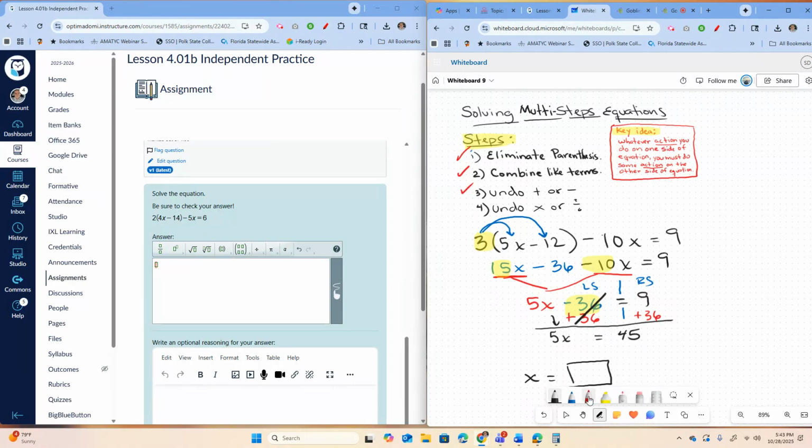And finally, we're going to go to the last step, undo any multiplication or division. This 5 is multiplying. The opposite of multiplying by 5 is to divide by 5. Whatever you do on one side, you do it on the other. 5x divided by 5 is 1x, but we do not write the 1, so we just say x. And 45 divided by 5 is 9. And that's how you do these problems. I hope this helps.